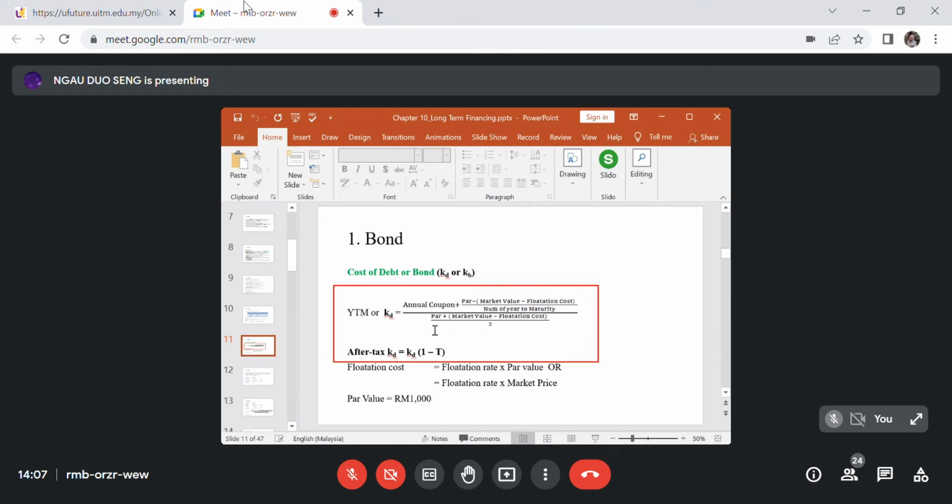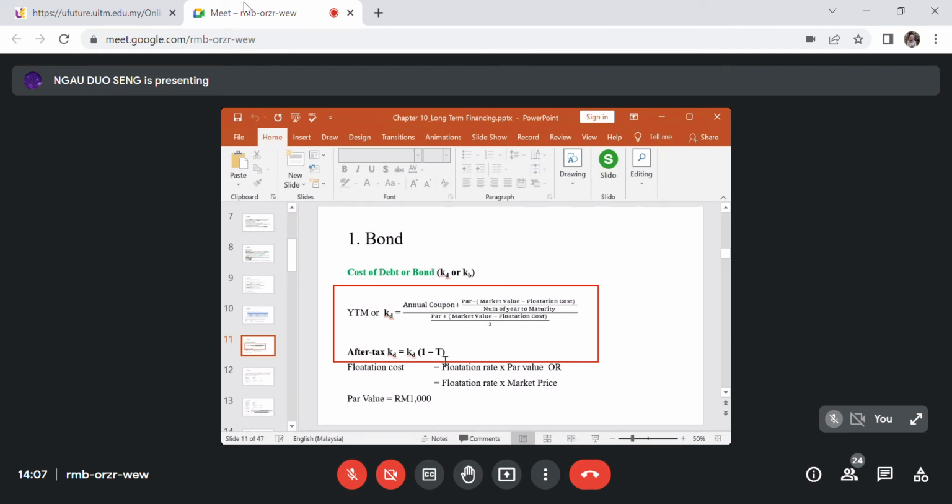So you can see here that this portion is more or less the same, except it is par minus, and below here it is par plus, then divided by 2, that is the difference. After you have calculated the KD, then we need to calculate after tax. So we need to minus the tax, which is KD times 1 minus tax.